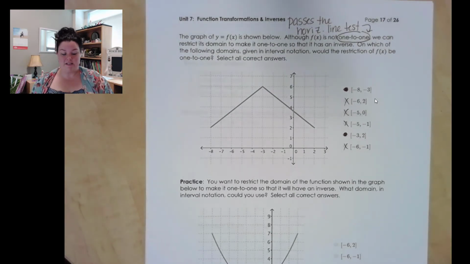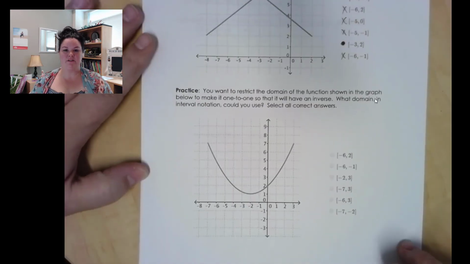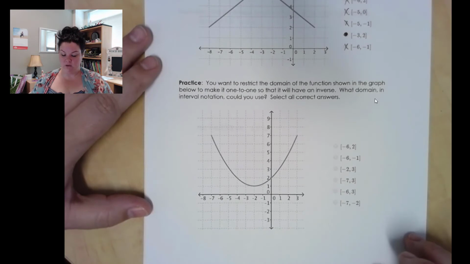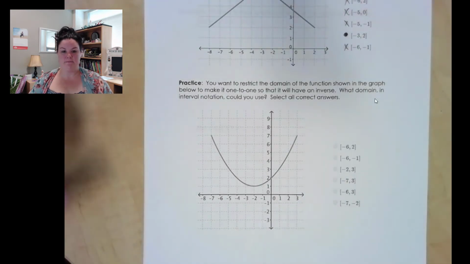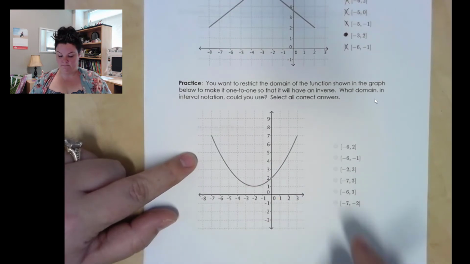All right, so I want you all to try it. Same idea. Okay. Go through and determine which of the following intervals will create a one-to-one function that will have an inverse.